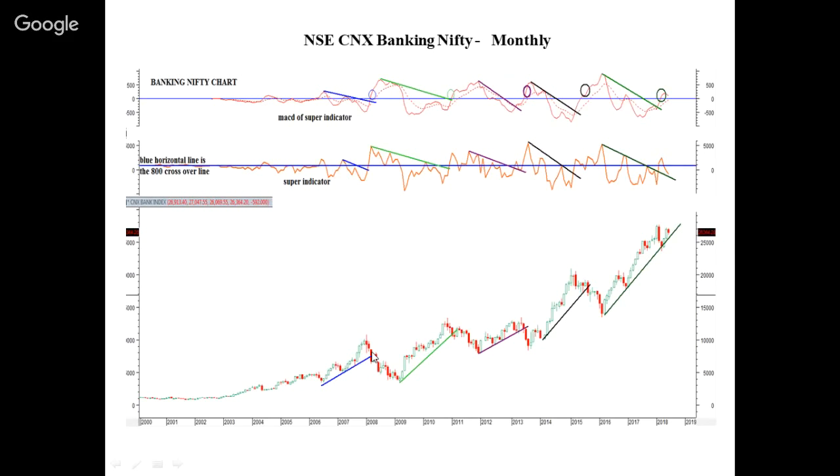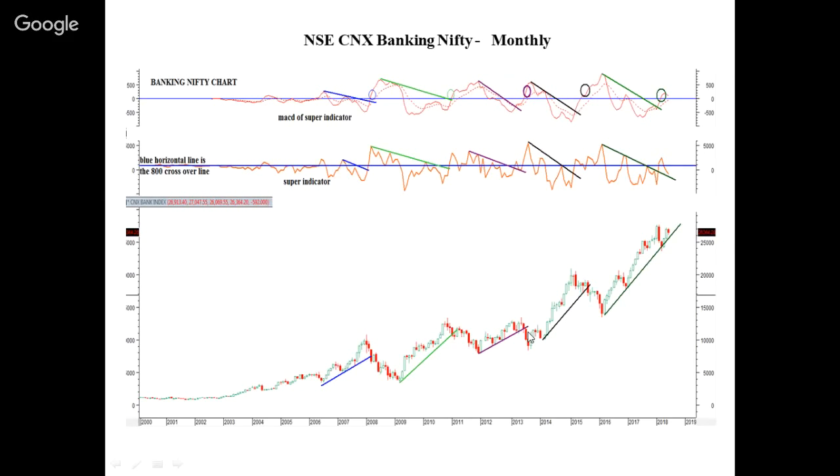In the last 10 years, as you can see, there are only 5 times that the MACD has crossed over. One, two, three, four, and currently. All four previous breakouts on the upper side have led to a severe fall in the market, or in 2013, a sideways market.